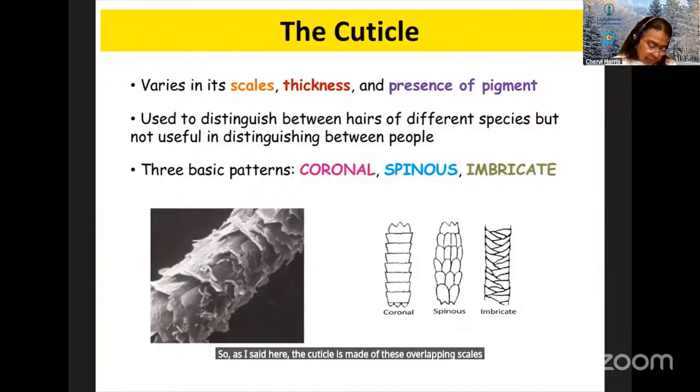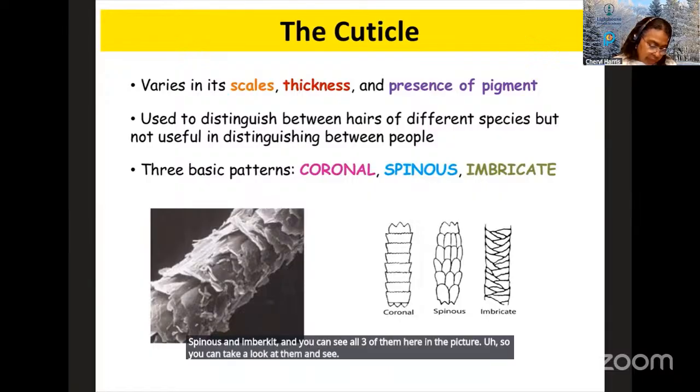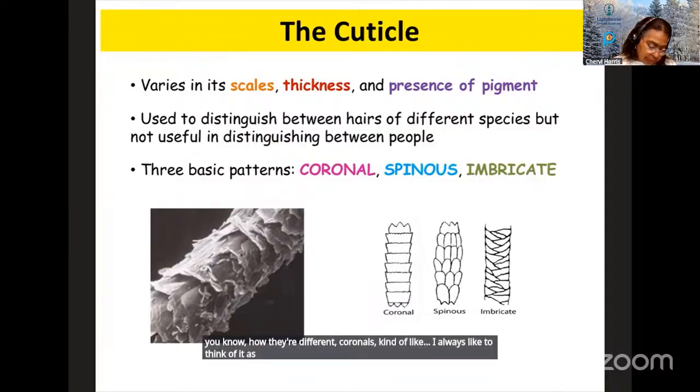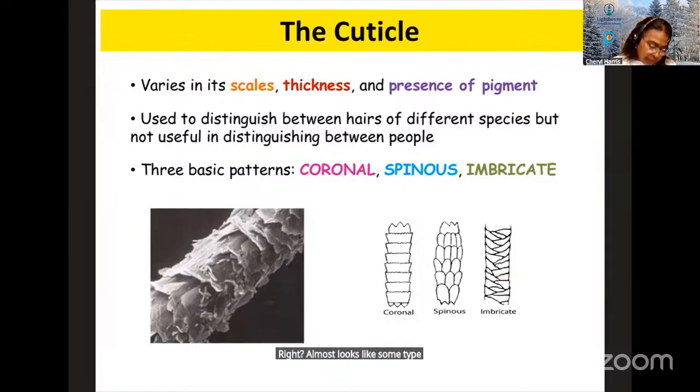So as I said here, the cuticle is made of these overlapping scales. The cuticle itself can have different types of scales. There's three basic patterns: coronal, spinous, and imbricate. You can see all three of them here in the picture, so you can take a look at them and see how they're different. Coronal I always like to think of as donuts being stacked on top of each other, whereas imbricate is this overlapping pattern, almost like some type of weaving taking place.